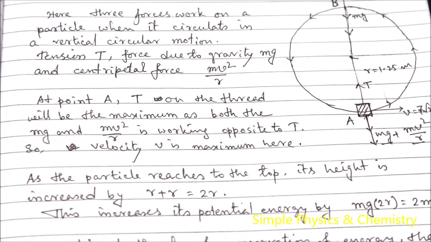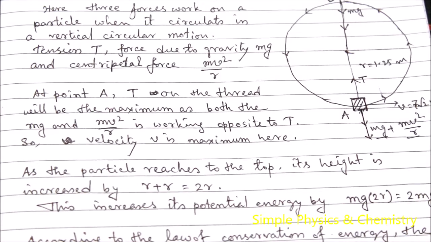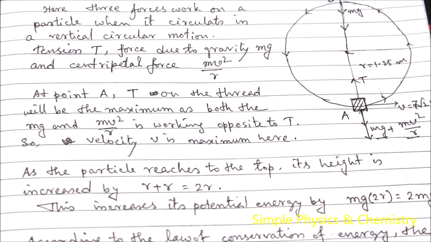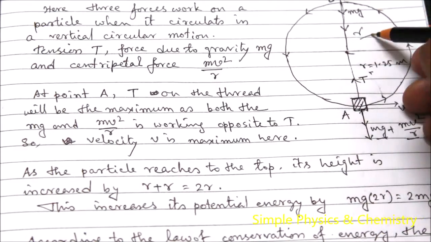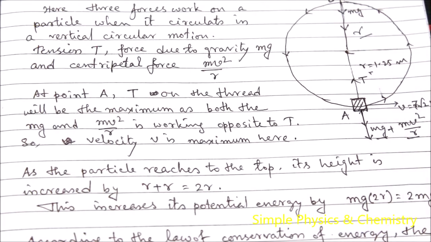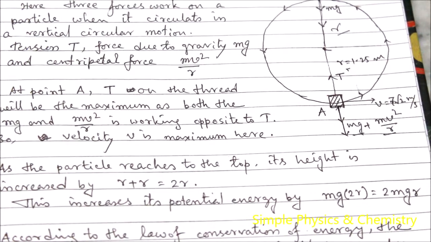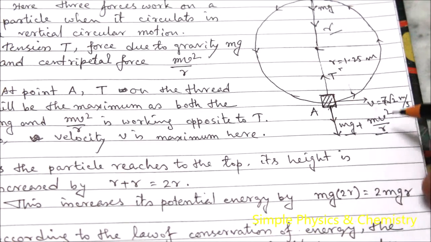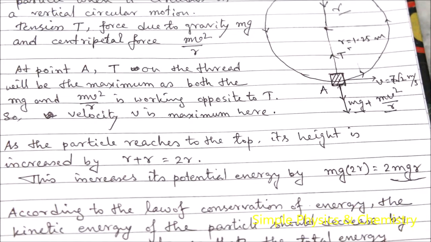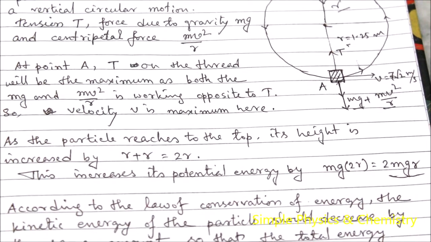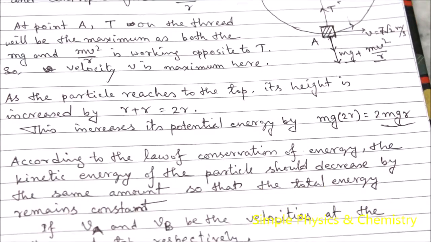So now, as the particle reaches the top, its height is increased by r plus r, so this will be 2r. This will increase its potential energy because its height is increasing, and the increase will be 2 times mg into r. Here m is the mass of the particle. It is not given here, and we don't need it for our calculation, as we will see later.